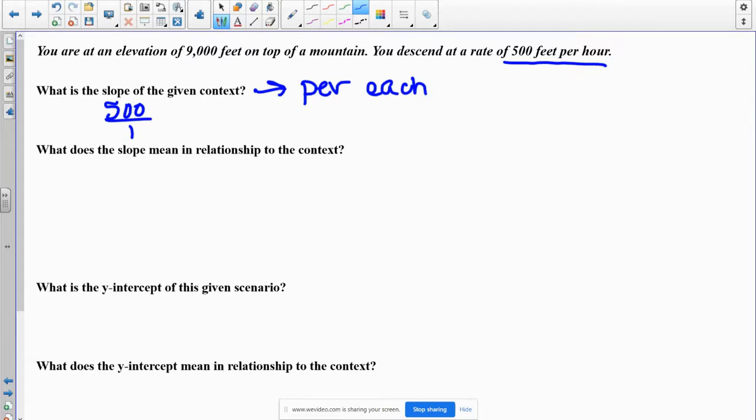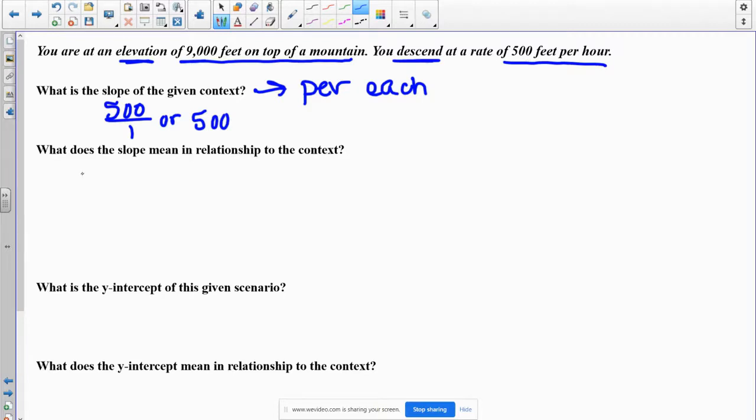So what are the numbers? Or you could have just said 500. Okay. What does the slope have in relation to the context? So this is where you go back and read the statement. You are at an elevation of 9,000 feet on top of a mountain, and you are descending at a rate of 500 feet per minute. So what does this mean?